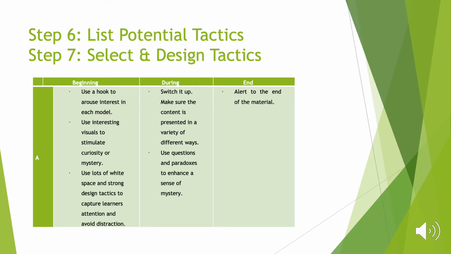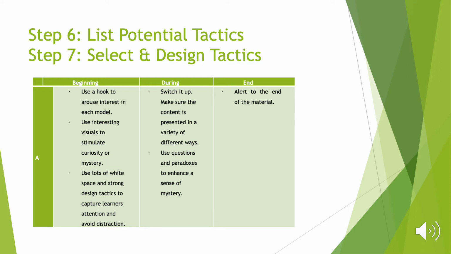We're on to step 6 and 7 in the motivational design process. So after we've designed the course, the first step is basically understanding what the course is about, analyzing the audience like we've done, and then here in step 6, we list potential tactics, things that we think would work. So we kind of brainstorm and put together a list of all these different ideas that we have for the course. And then in step 7, we're going to pick and choose and select design tactics that we think would work well with our particular course.